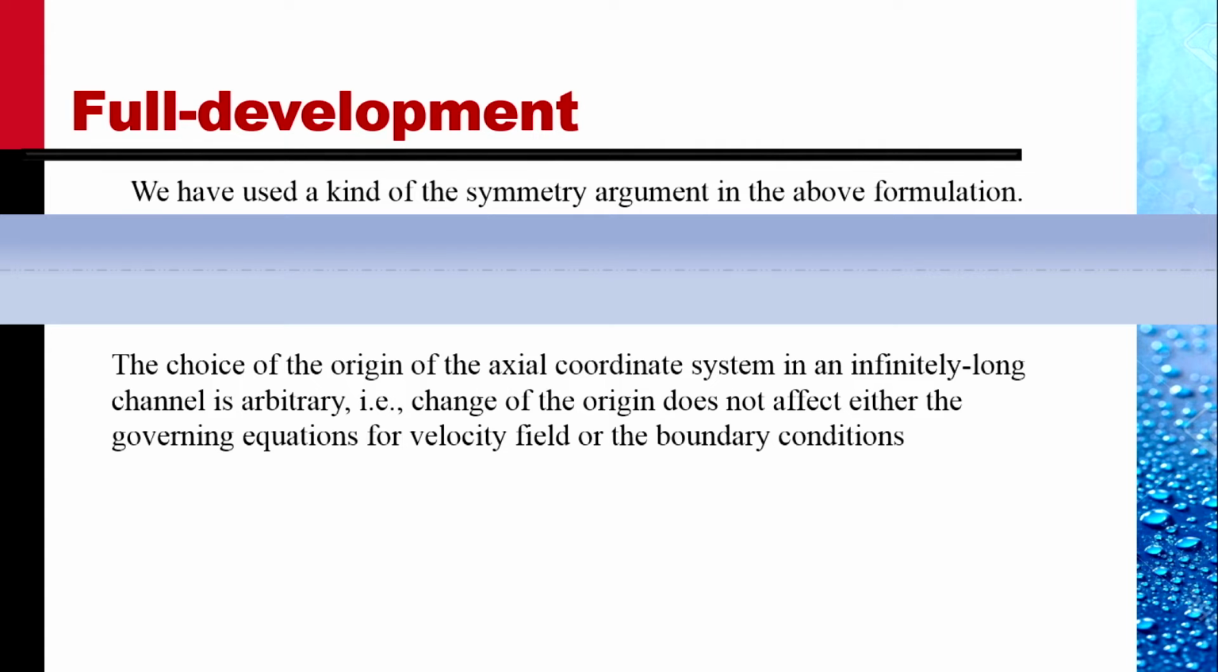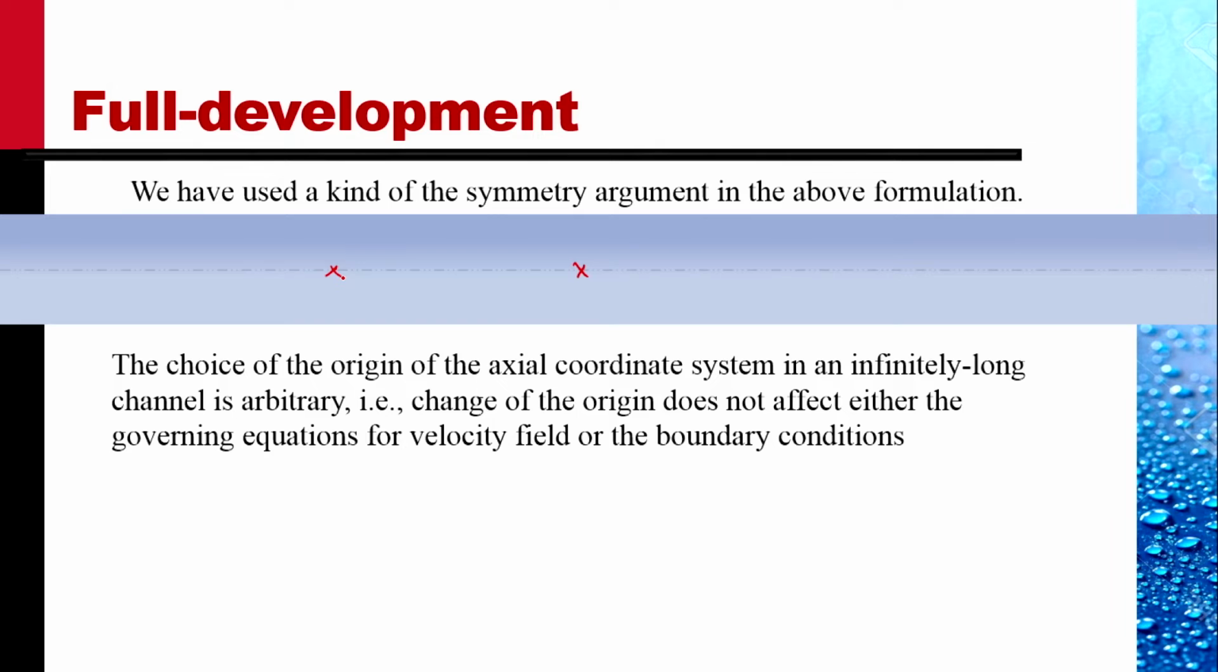In this pipe, if I choose the origin of z, the coordinate along the axis of the pipe, at this point or this point, and if this pipe is truly infinite in length, then it doesn't matter where we choose the origin. The equations as well as boundary conditions do not change. Do a thought experiment.